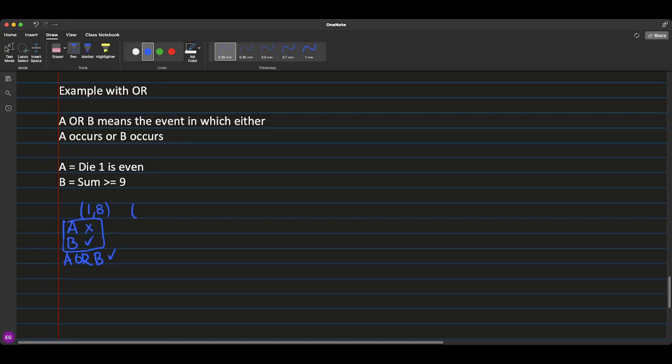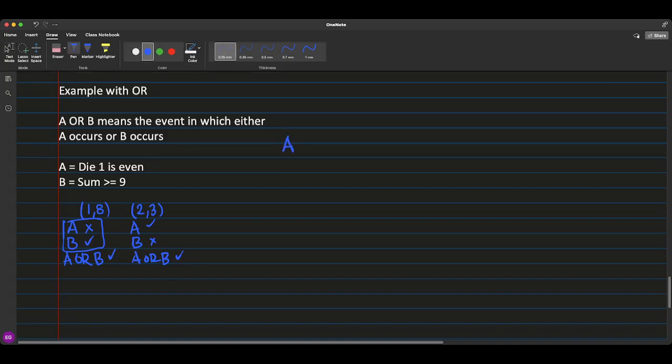If you roll 2, 3, A occurs because die 1 is even. B does not occur because the sum is 5, which is not greater than or equal to 9. But A or B is good because, again, one of them happens. Okay, so let's write down all the possibilities.